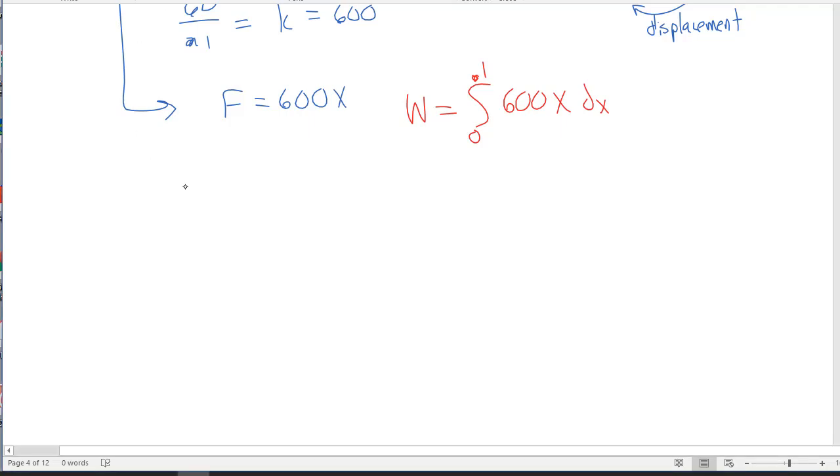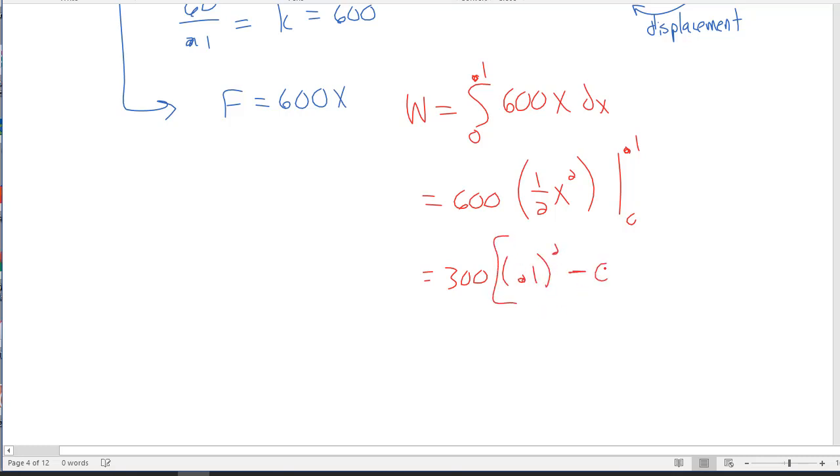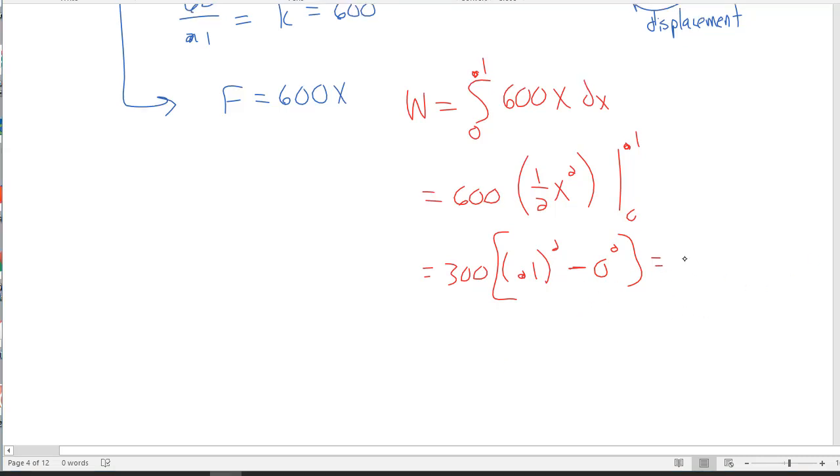Here's the setup of the integral. If I were to continue working this integral out, I'm going to pull the constant of 600 out. I have 1/2 x squared is the antiderivative of x, and then I'm going from 0 to 0.1. So half of 600 is 300, and then I'm going to have 0.1 squared minus 0 squared, which obviously 0 squared is 0. And then this becomes 3. So this is going to become 3 joules as the work to complete that compression.